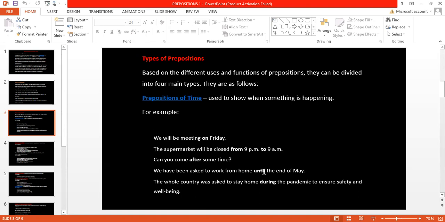The whole country was asked to stay home during the pandemic to ensure safety and well-being. All right, "during" is another preposition indicating time. So take note of that.